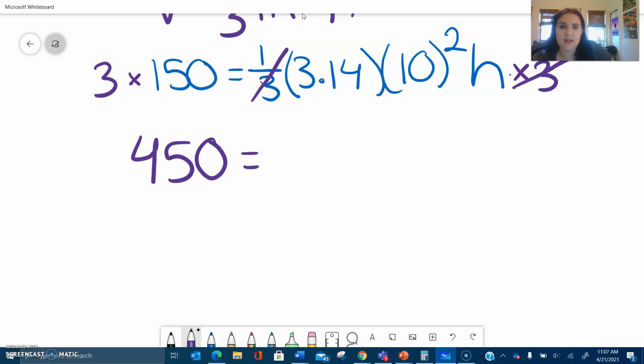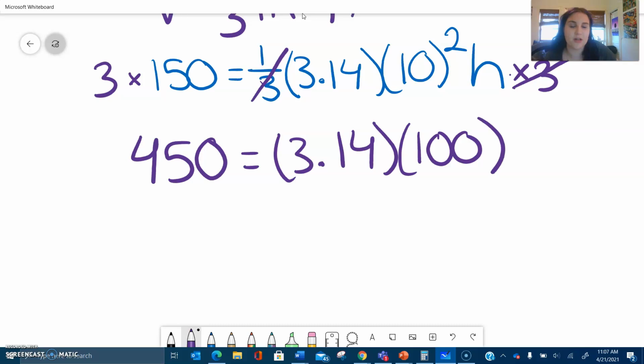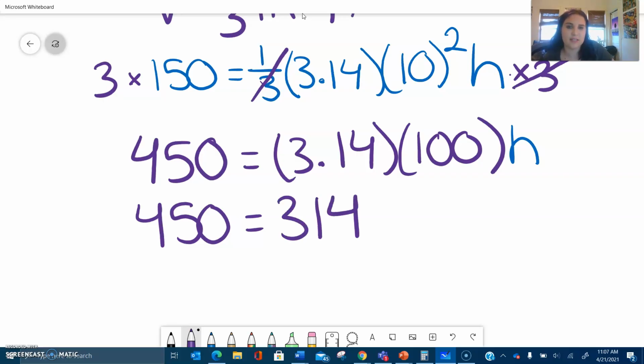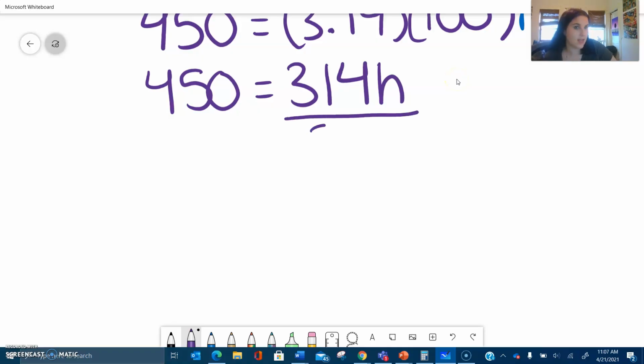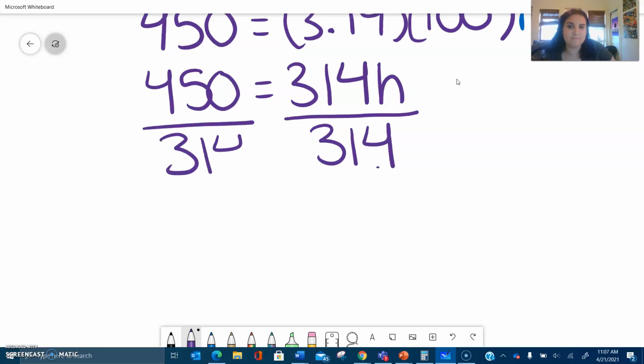450. And now I'll just rewrite this, 3.14. 10 squared, that's one that I know right off the top of my head, is 100. So I'm going to multiply by 100. And then I still need to solve for h. So 450, I'm going to simplify the right side. 3.14 times 100 is 314 times h. And now, just to get h by itself, divide both sides of the equation by 314, our inverse operation.